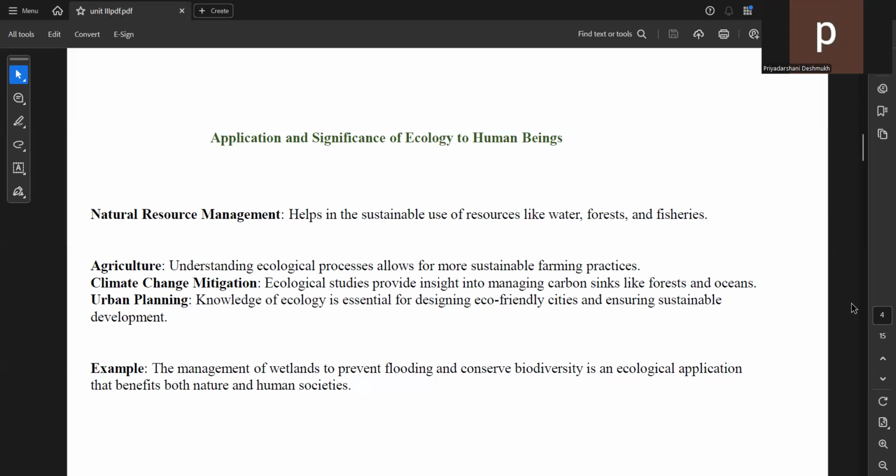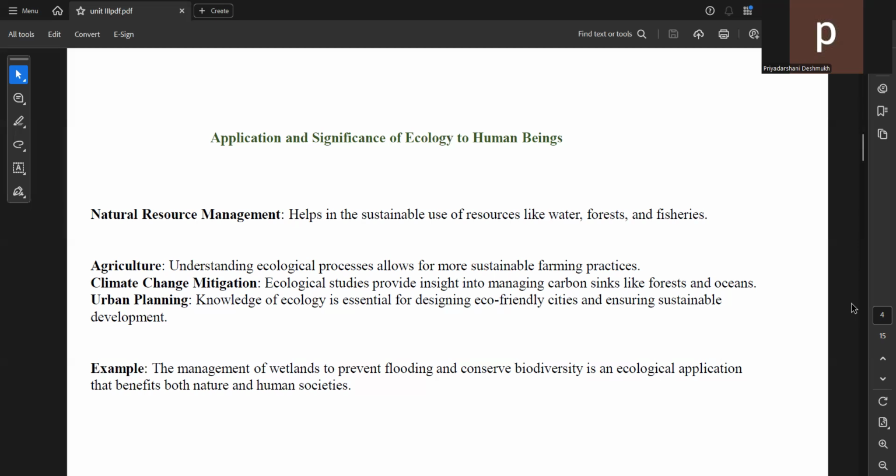Urban planning: knowledge of ecology is essential for designing eco-friendly sites and ensuring sustainable development. Here we can give one example: the management of wetlands to prevent flooding and conserve biodiversity is an ecological application that benefits both nature and human societies.